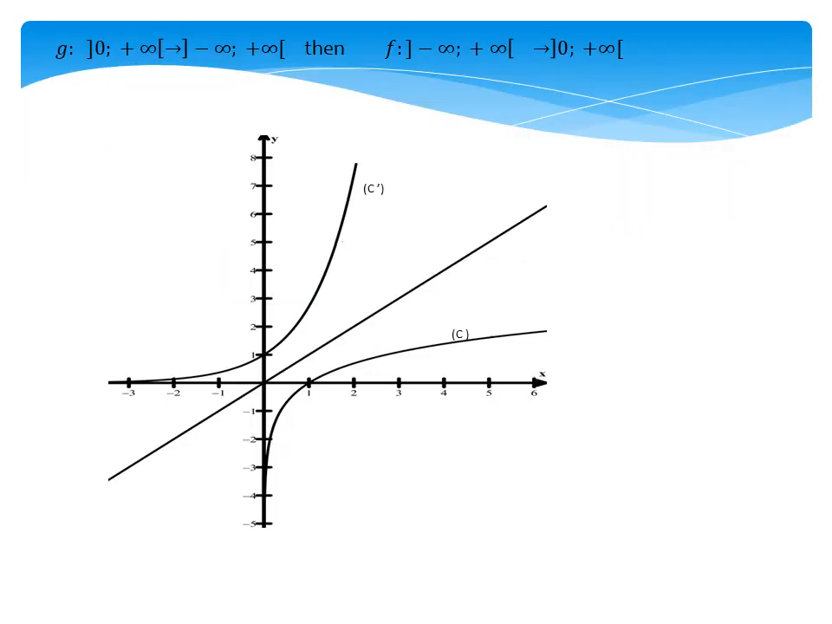Now C is representing the function g, which is defined by g of x equal ln x over 0 plus infinity. It's defined, continuous, strictly increasing, and admits a vertical asymptote, the y-axis. Then the inverse function f is represented by C prime, the symmetric of C with respect to y equals x, whose horizontal asymptote is the x-axis. C and C prime are symmetric with respect to y equals x.